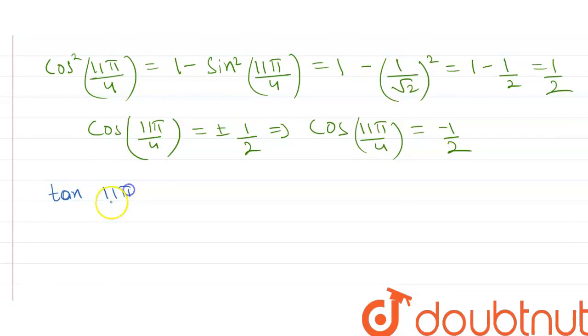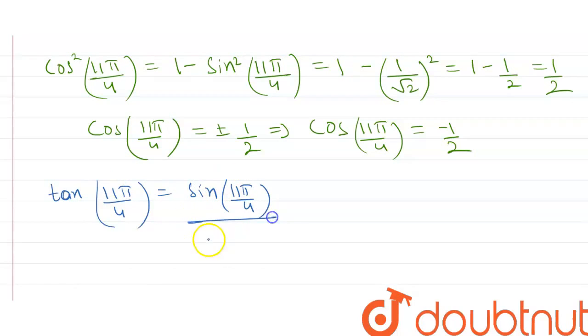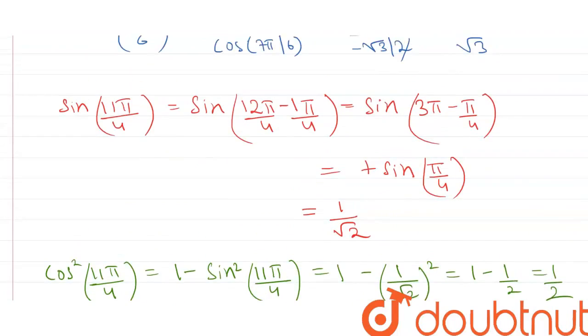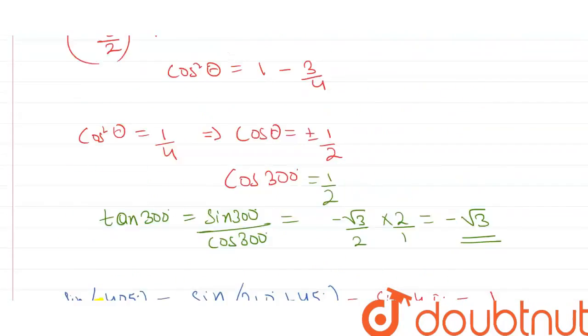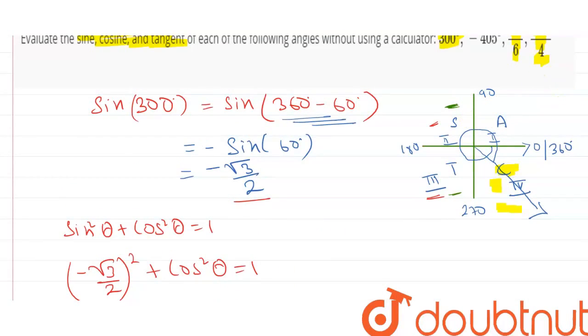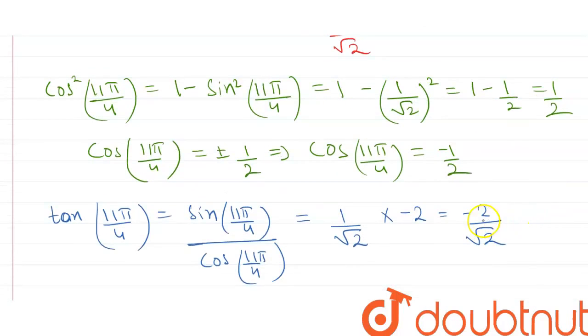Now we have to calculate the value of tan. Tan 11 pi by 4 is your sine 11 pi by 4 upon cos 11 pi by 4. Value of sine 11 pi by 4 is what? Let's check, 1 upon root 2, and this comes with your minus 2, so the answer is minus 2 upon root 2. Now let us check with the table, is this value correct or not? Tan in the second quadrant is negative and we are obtaining a negative value, so our answer is correct, and that is the end of the question.